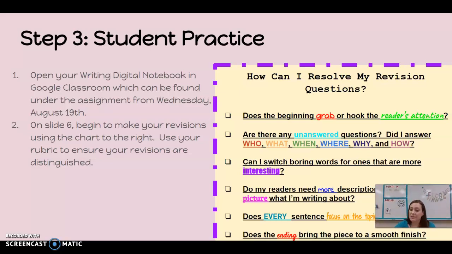And remember, this is due on Friday at the end of the period. So you will have Thursday and Friday to continue making revisions and work on your final draft. This is also 50% of your grade. I just want to remind you of that.